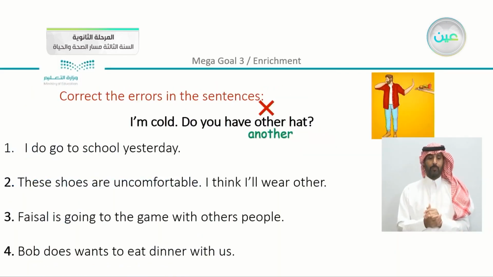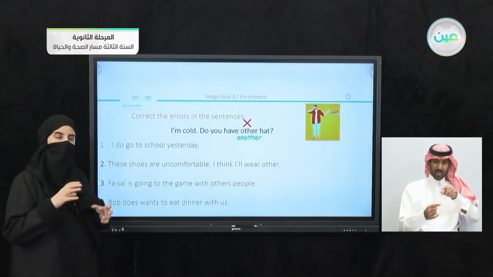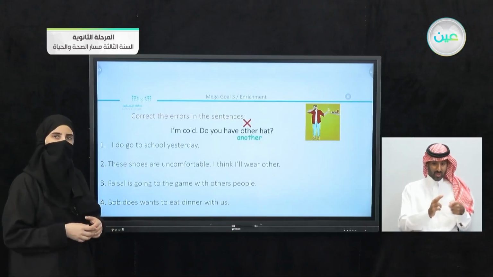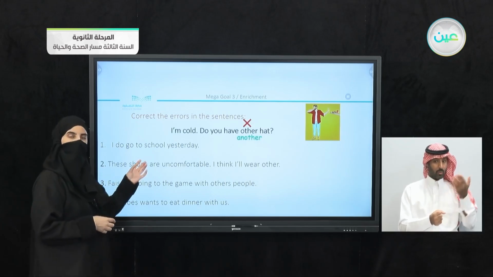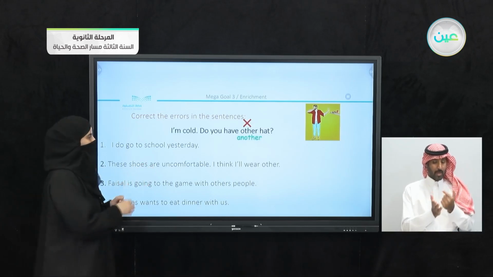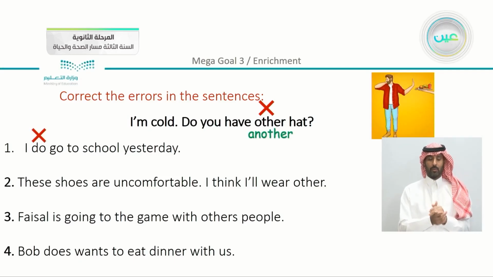Moving on. Now, here we are going to correct the errors in the sentence. From the first sentence, we're going to read and see what the error is and correct it. I do go to school yesterday. Now, I'm talking about the past. So here, it is wrong to use do, and we have here did.